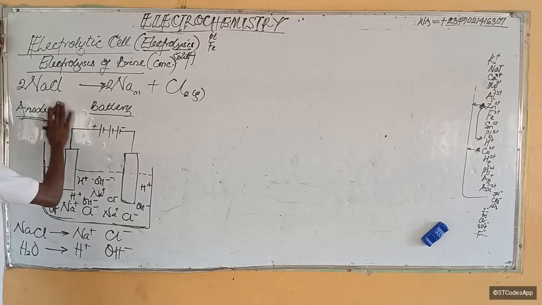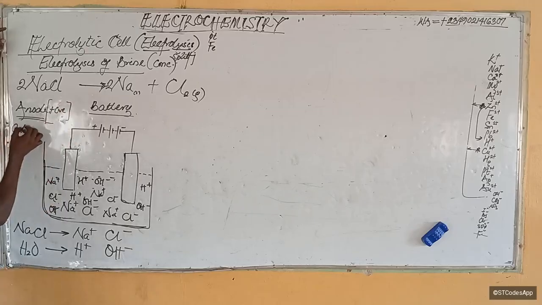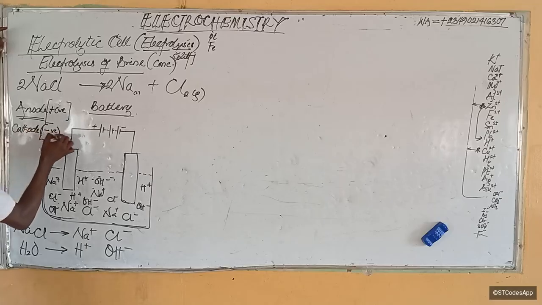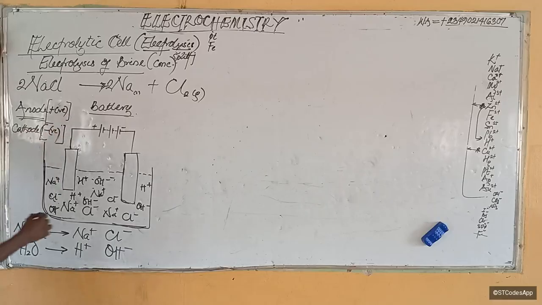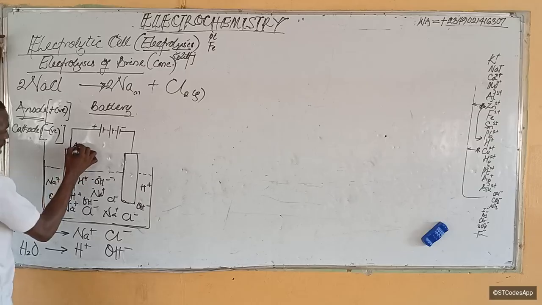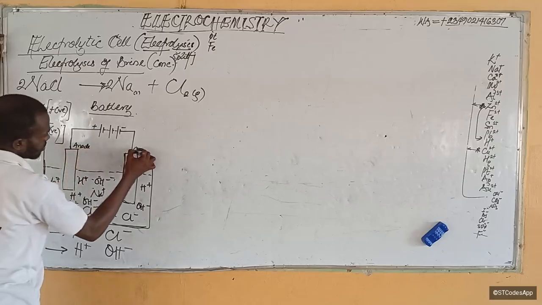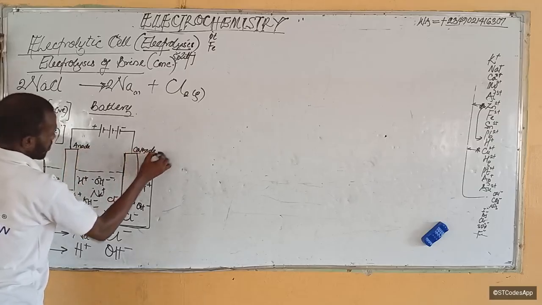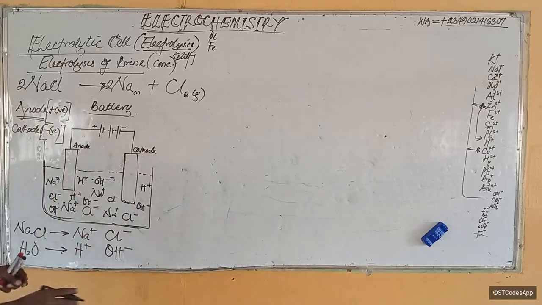So this is the positive electrode, while the cathode is the negative electrode. Is that okay? It's the negative electrode. So this one is going to be our anode. This one is going to be our cathode. Remember here, no salt bridge.